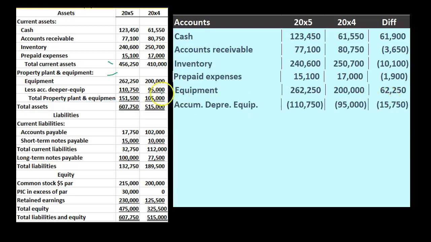Then we'll go to the accumulated depreciation, a little bit tricky because it's a credit balance account, it's a contra asset account. So when we convert it from a plus and minus to a debit and credit, I'm going to put brackets around it here to represent the fact that it's going to be a credit. So it started at 95,000, went up to 110,750. This 15,750 is an increase because it's an increase in the credit direction. So you got to be kind of careful when we look at these worksheets to set it up and make sure we understand what these signs are saying.